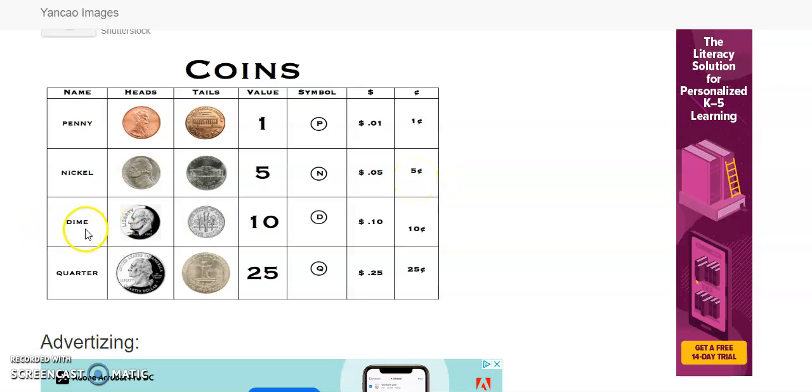All right, the dime. Now, something to just pay attention to is that the dime is actually the smallest of all the coins, but it is worth more than the 1 cent and the 5 cent. It is worth 10 cents, okay? And it's written as 0.10 or 10 with the cent symbol.